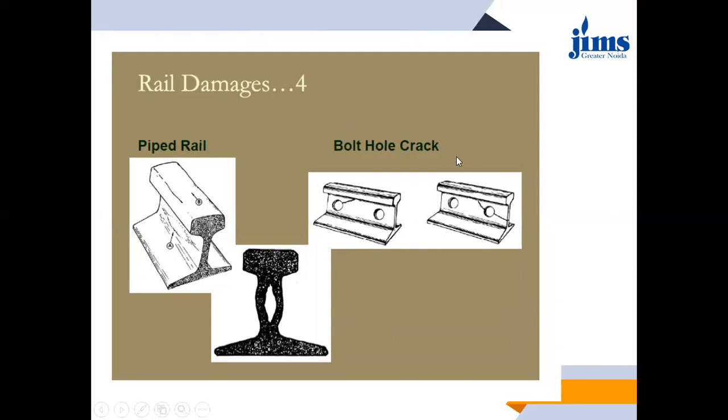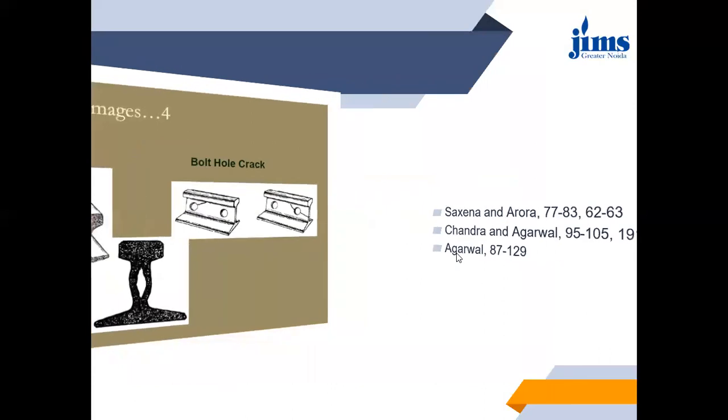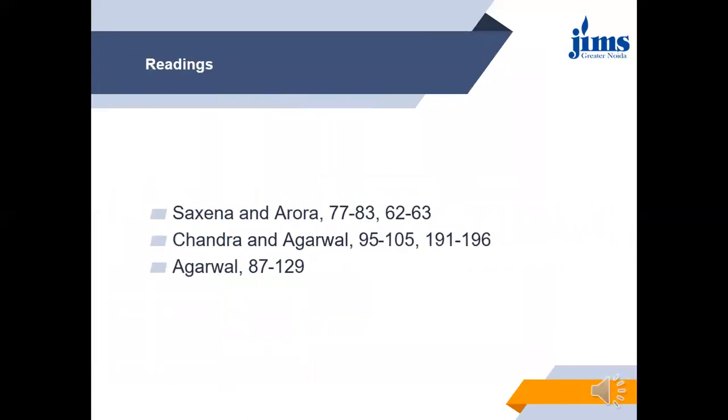Then bolt hole cracks. Again, at the fish holes where the fish plates are placed, the cracks can propagate. So these were all the defects which basically arise in the rail tracks.